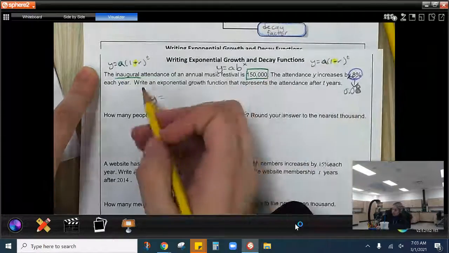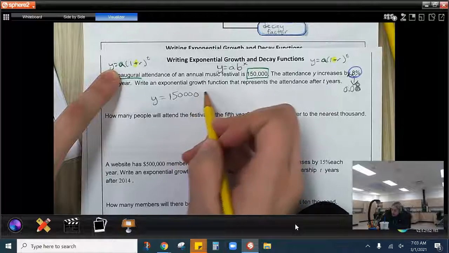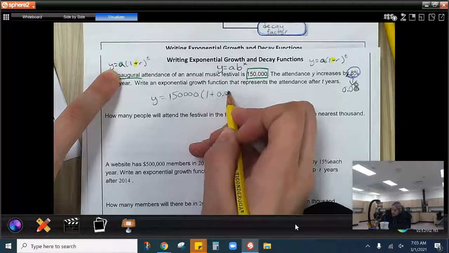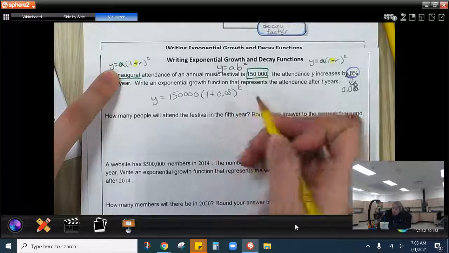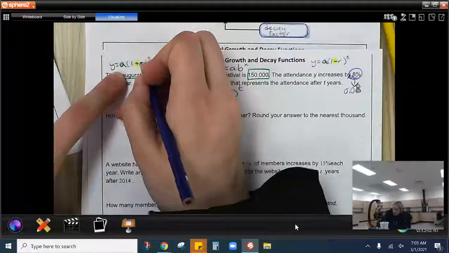So I'm starting with my initial value, which is 150,000, and then (1 plus 0.08) to the T, right? I just filled in my A and my R.